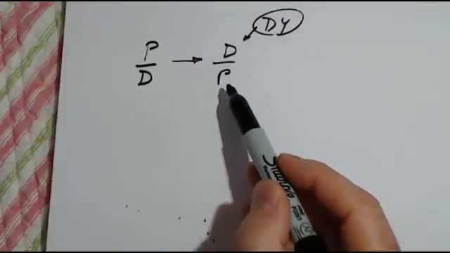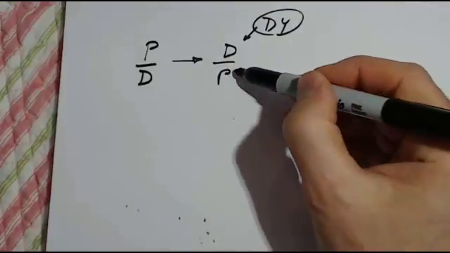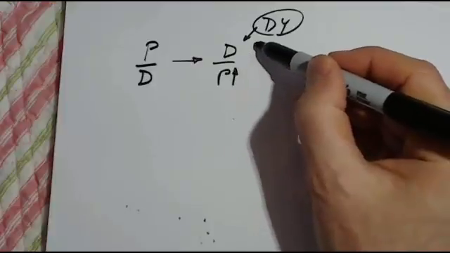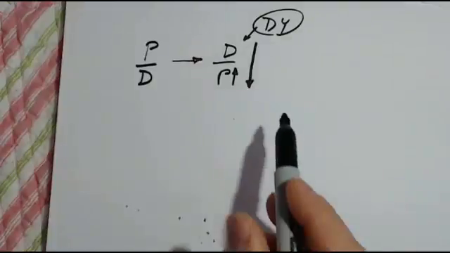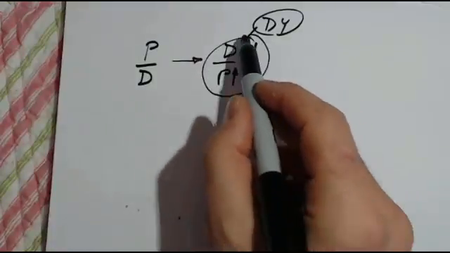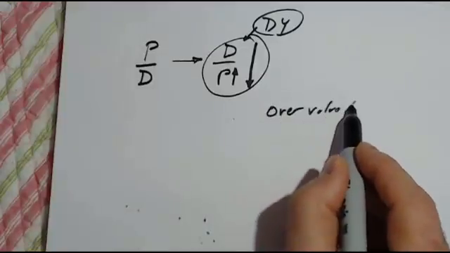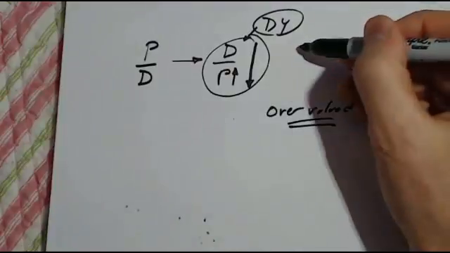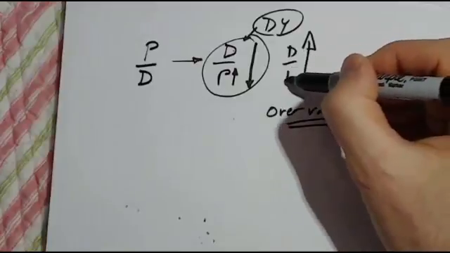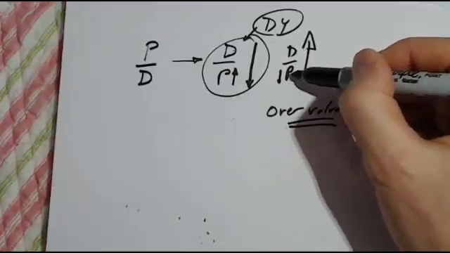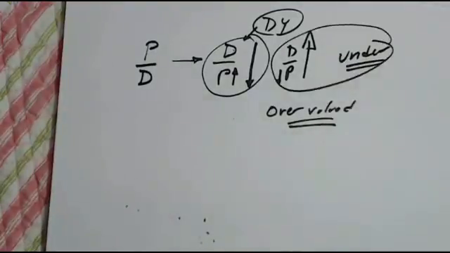Some people use this to try to figure out which stocks are better. Now think about it conceptually. If you have a high price on the bottom here, that means this dividend to price ratio is low. When this ratio is low, the stock is overvalued. And when you have a high dividend to price, it's because the price is low. Then this would be an undervalued stock.